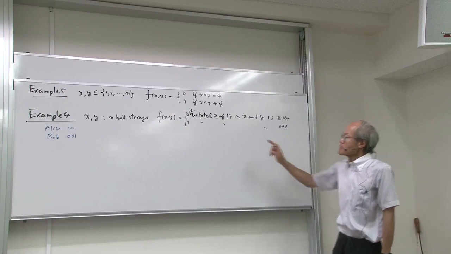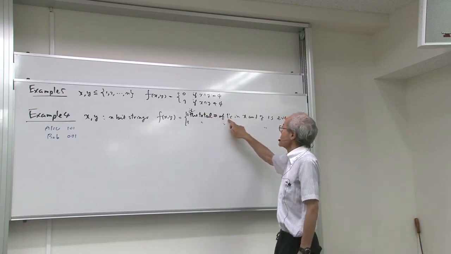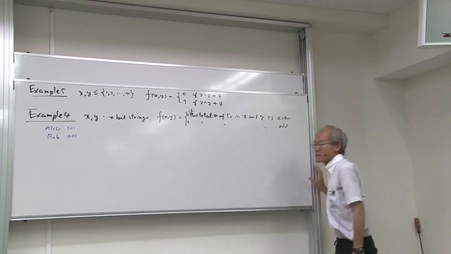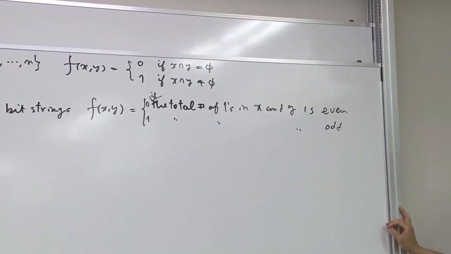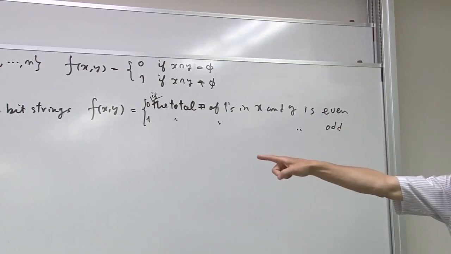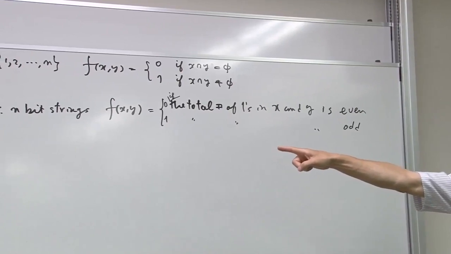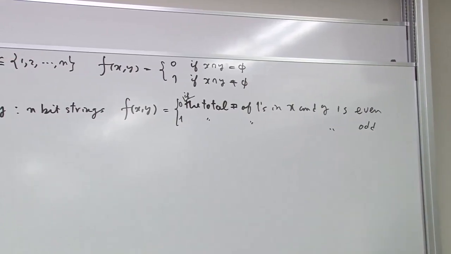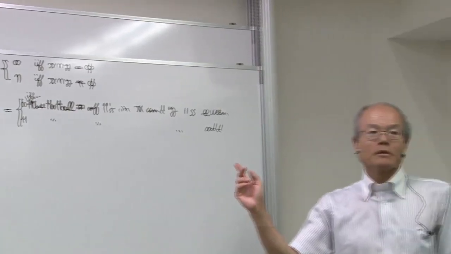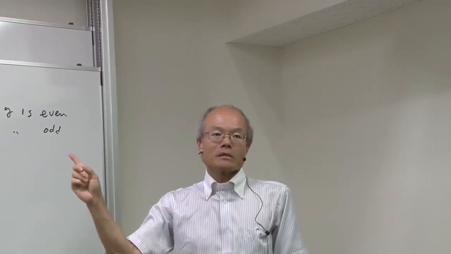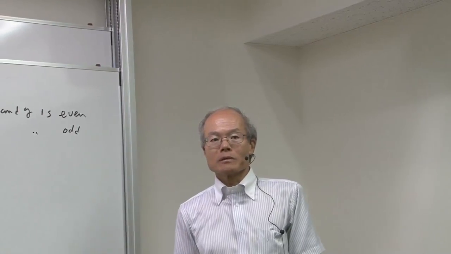The function value becomes 0 if the total number of ones in x and y is even. The function value becomes 1 if the total number of ones is odd. In that case, the number of ones is 3. That is odd. Okay? So the function value is 1. Of course, this is a very easy problem. So just Alice sends Bob the number of ones in her string. Okay? That's enough.